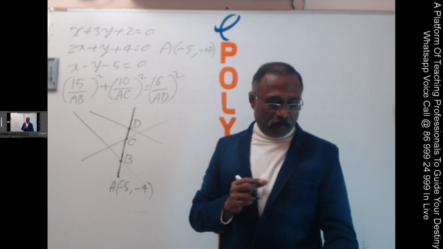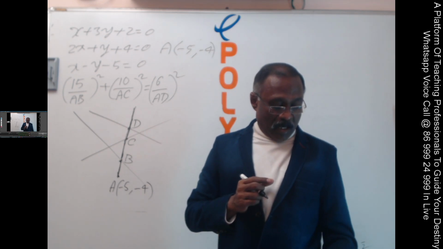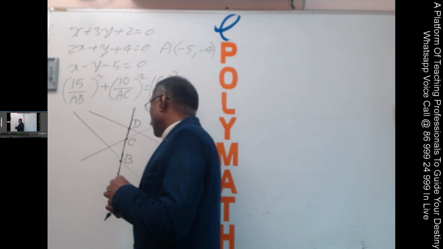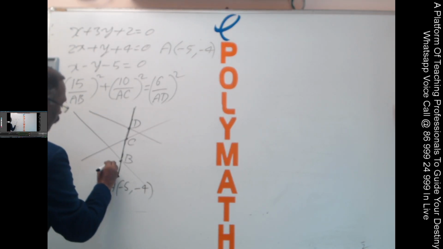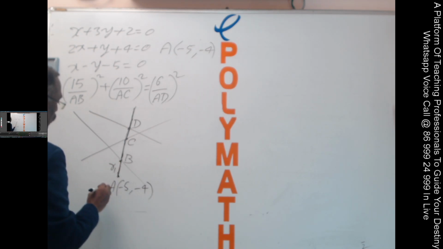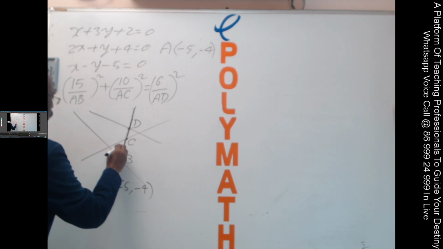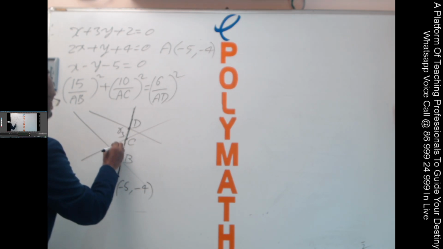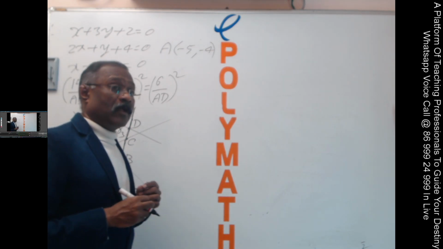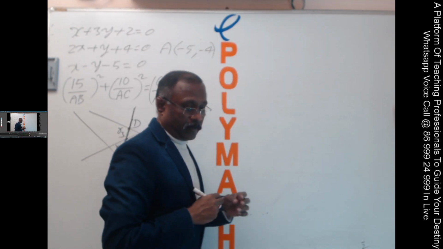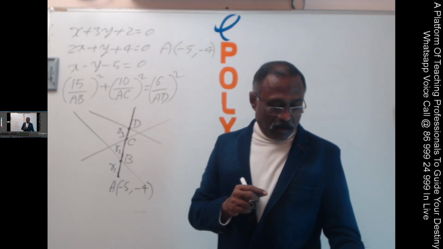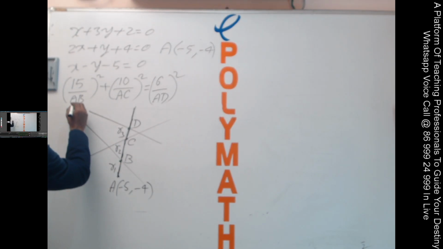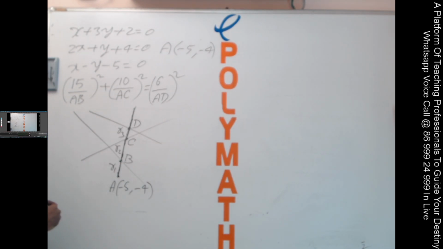AB we don't know. Let it be R1. Let me say this as R2, and this as R3. R1, R2, R3 are the distances. What does it mean? AB is R1 and AC is R2. This is R1, this is R2, this is R3 I have taken.